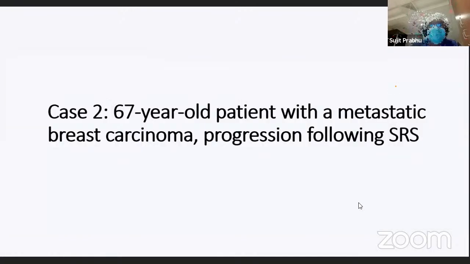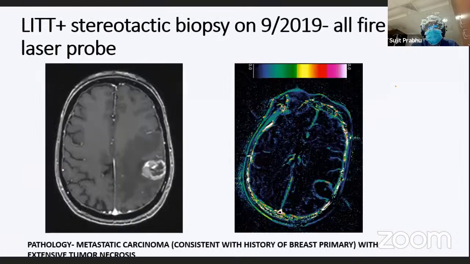So this is another case, a 67-year-old patient with metastatic breast carcinoma, with progression following stereotactic radiation. There are a couple of slides here, one showing the actual lesion. This is a posterior left frontal lesion. In this case, we did laser interstitial thermal therapy. The patient did not want a surgical resection, because some of the surgeons out there might say, why can't this be resected? Which we did offer to the patient.